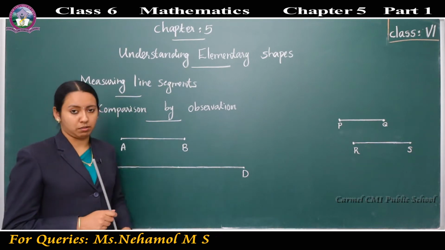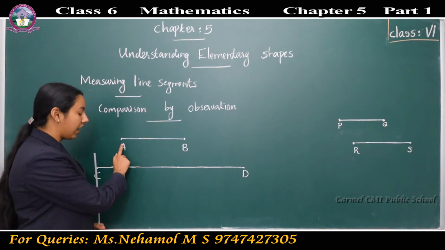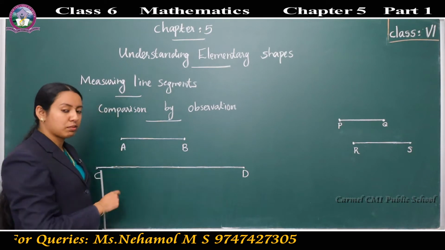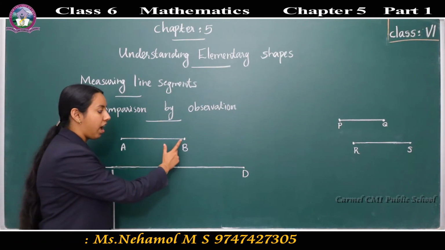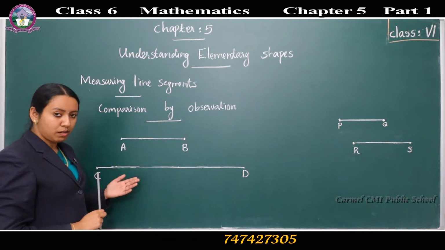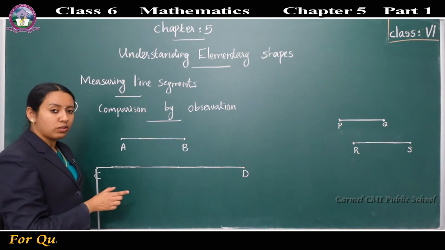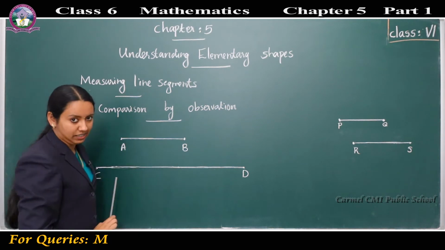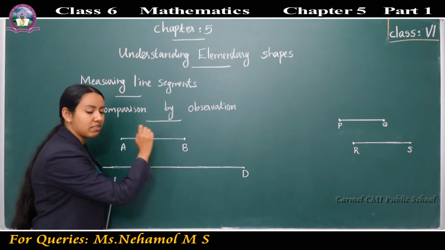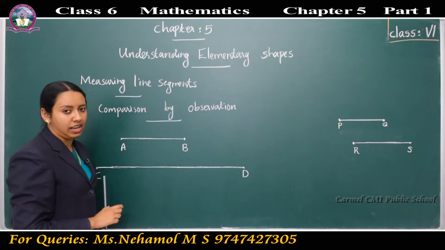Measuring line segments. We know that a line segment has a starting point as well as an end point. Otherwise, we can say it has two end points. So there will be a definite length. Since a line segment has a starting point as well as an end point, it has a definite length.